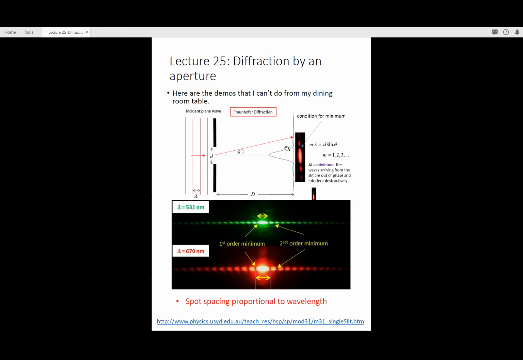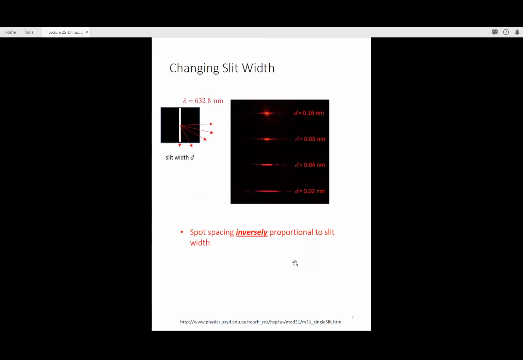And these decaying side lobes require a wave theory of light. Their spacing turns out to be proportional to the wavelength, because if we redo the experiment with red light instead of green light, then we get a larger spacing between the side lobes.